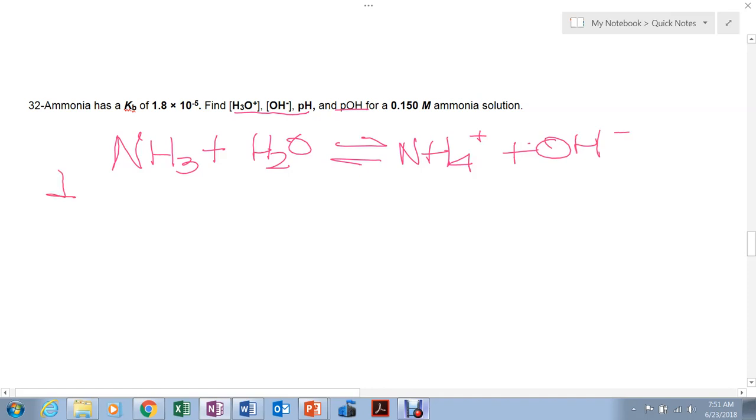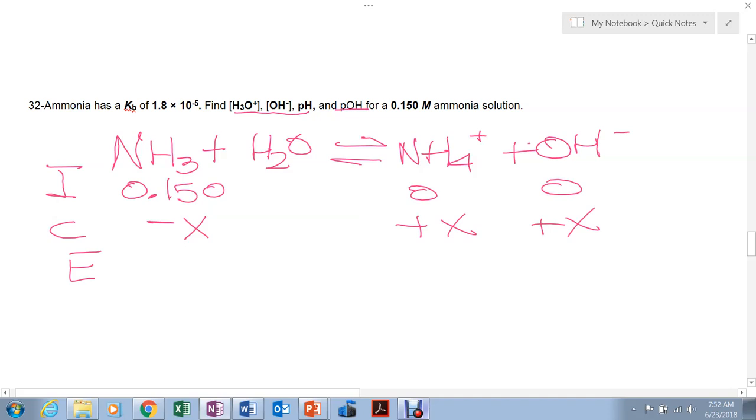Again, ICE. The initial concentration of ammonia, the base, is given, 0.150. This would be minus X, plus X, plus X. So 0.150 minus X, X and X.